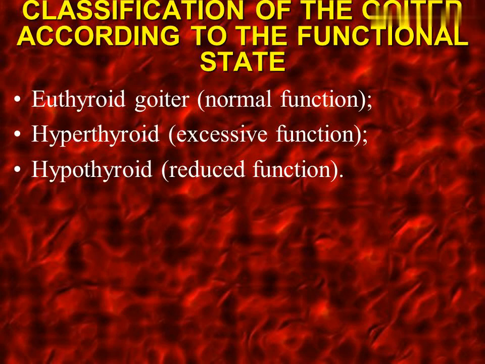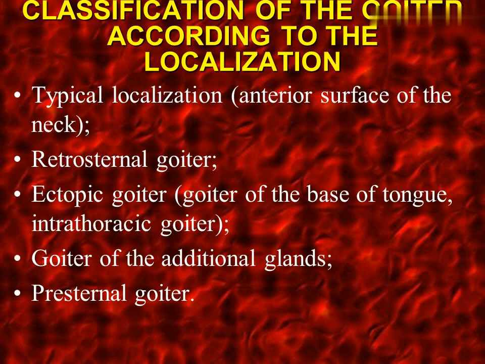Classification of the goiter according to the functional state. Euthyroid goiter, normal function. Hyperthyroid, excessive function. Hypothyroid, reduced function. Classification of the goiter according to the localization.